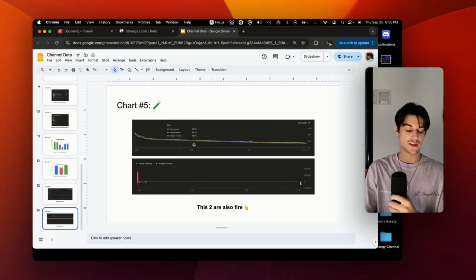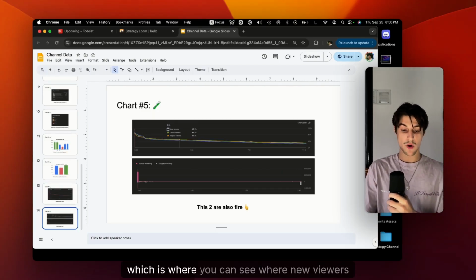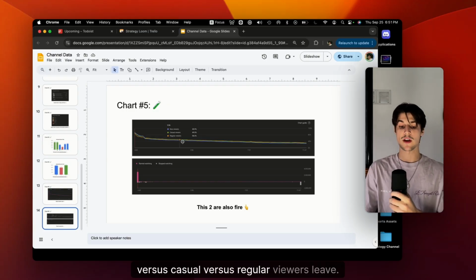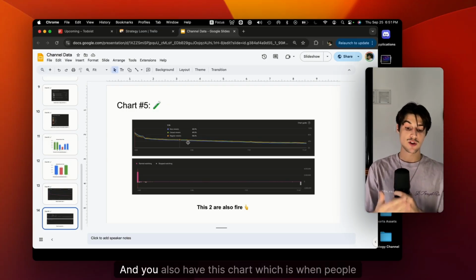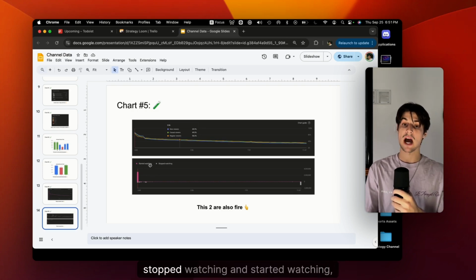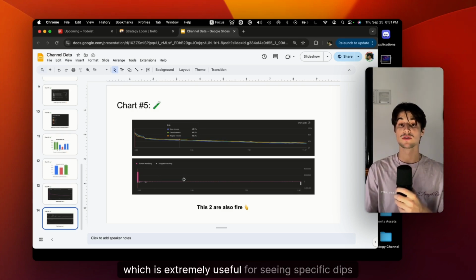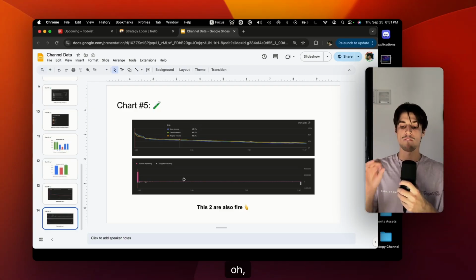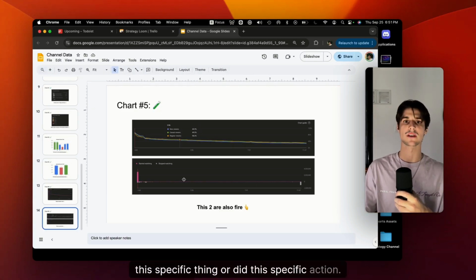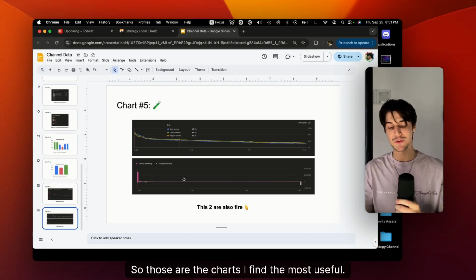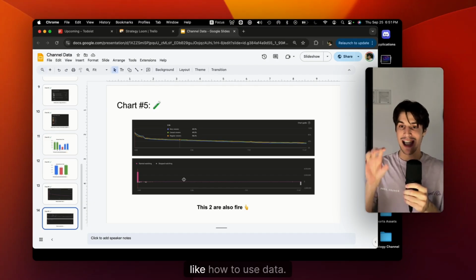And so here I have more. These are also 2 amazing charts too, which is where you can see where new viewers versus casual versus regular viewers leave. So there's a retention chart with new, casual, or regular viewers. And you also have this chart, which is when people stopped watching and started watching, which is extremely useful for seeing specific dips where like, 5,000 people left here at this moment when I said this specific thing or did this specific action. Those are the charts I find the most useful. And that's kind of a beginner-friendly guide on how to use data.